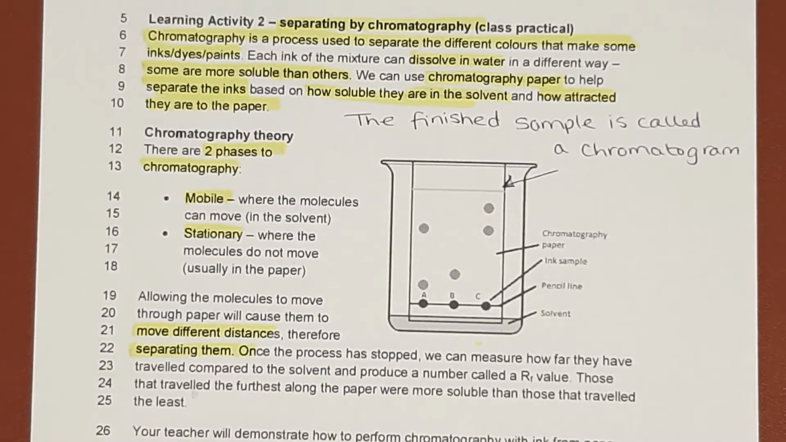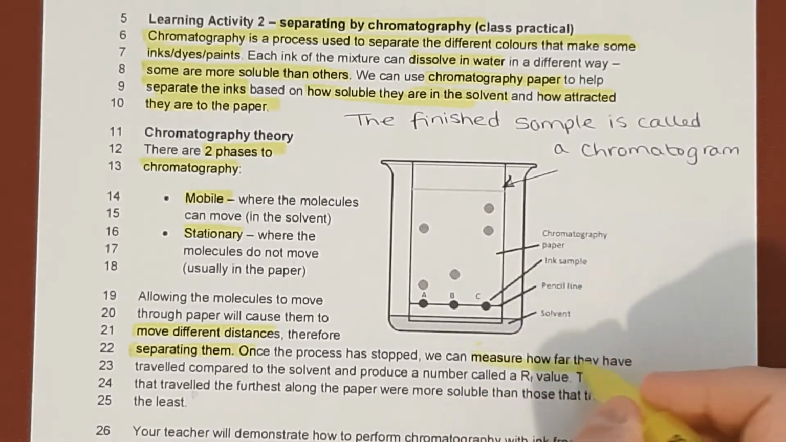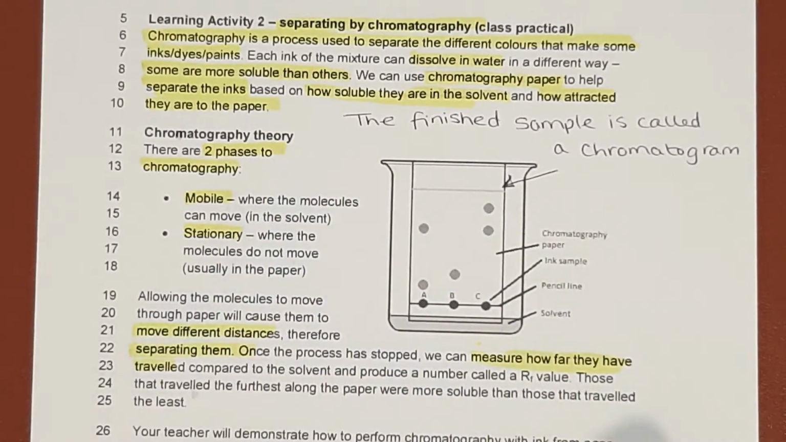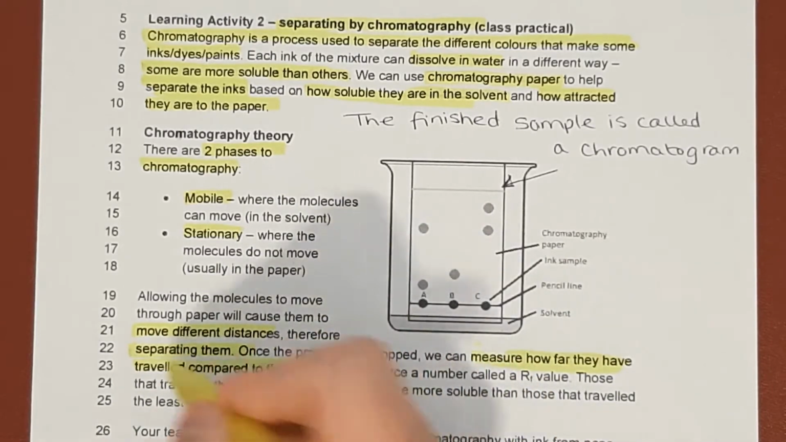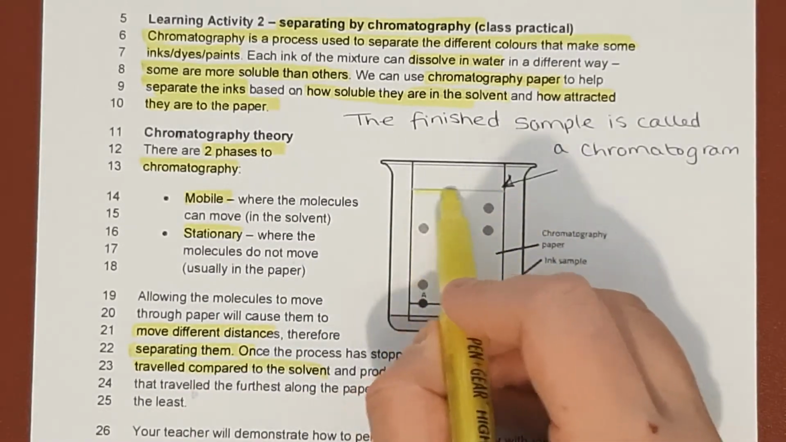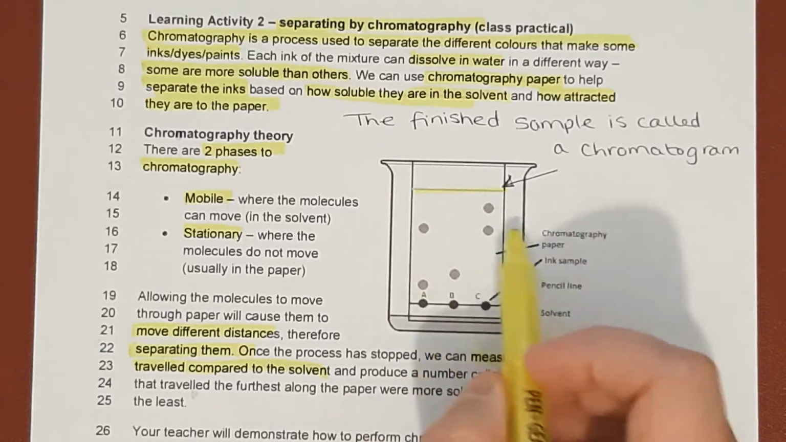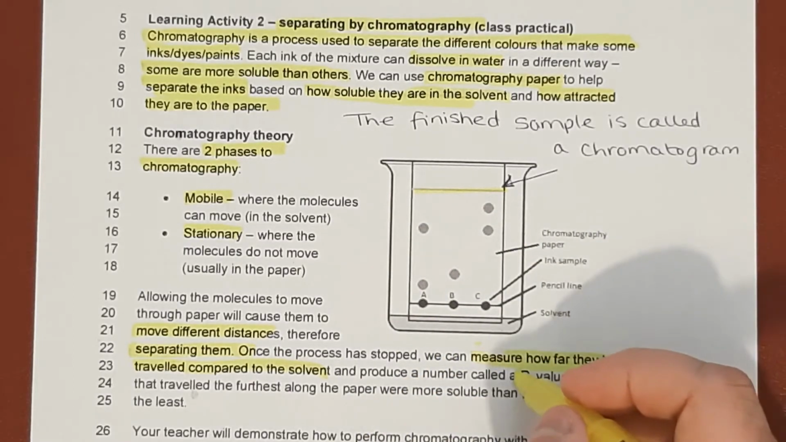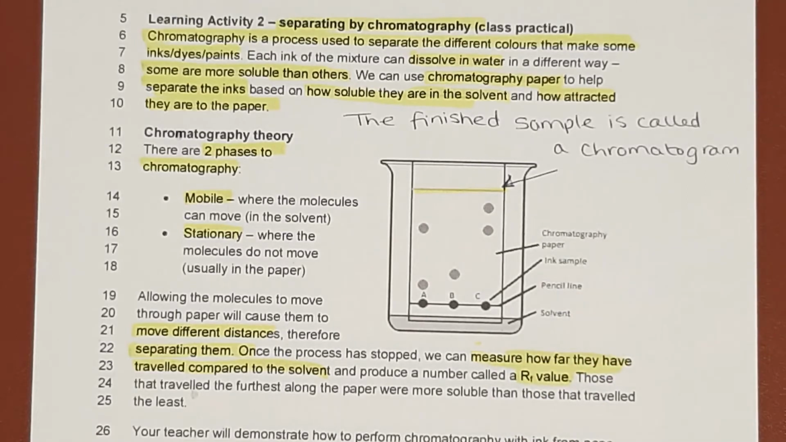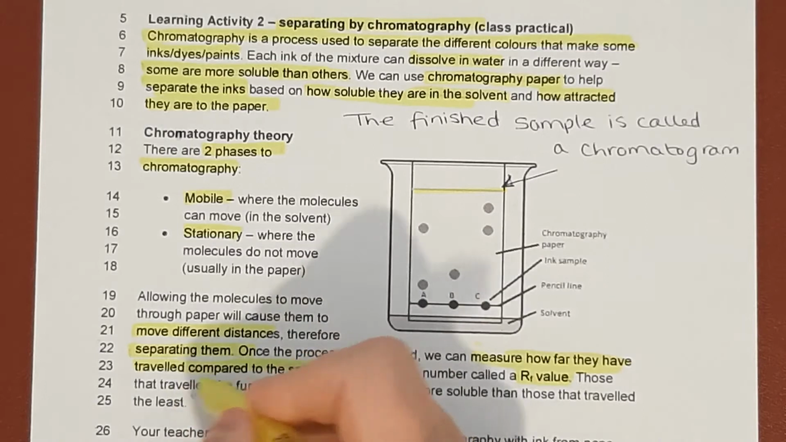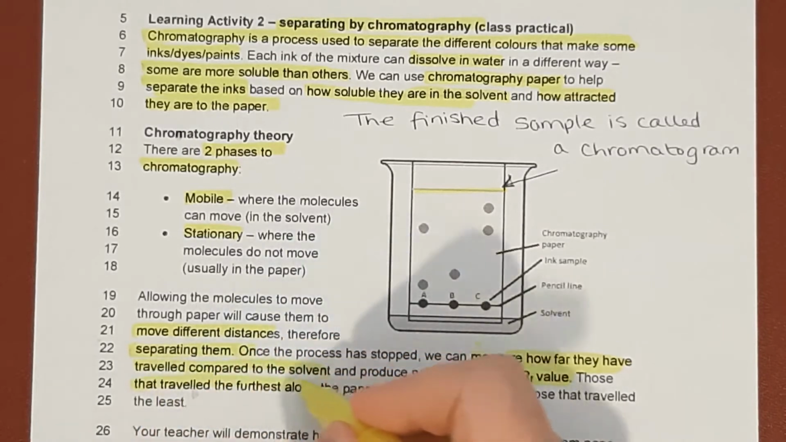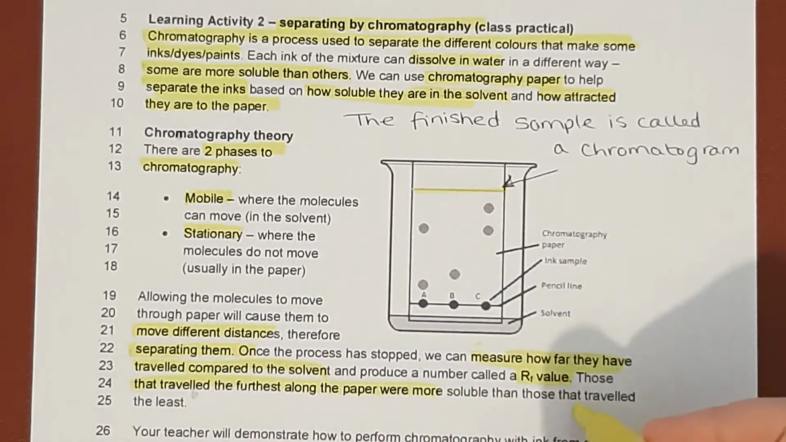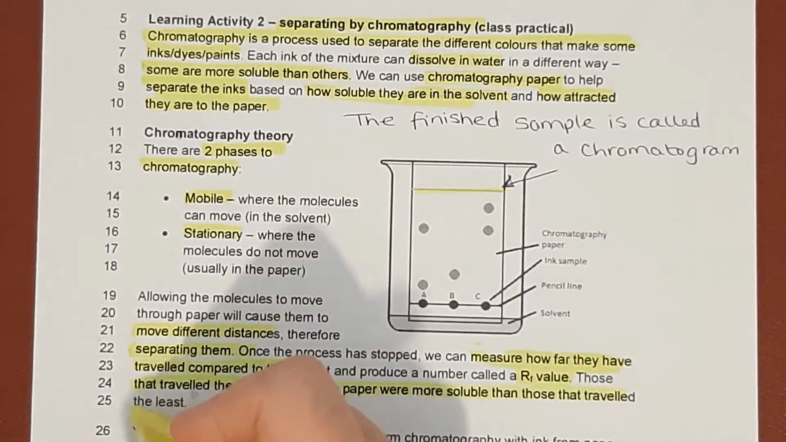Once the process has stopped, we can measure how far they have travelled compared to the solvent. So you can measure how far the solvent travelled, which on this one was here, and how far your various inks have travelled. And this is used to produce a number called the RF value. Now, those inks that travelled furthest along the paper were more soluble than those that travelled the least.